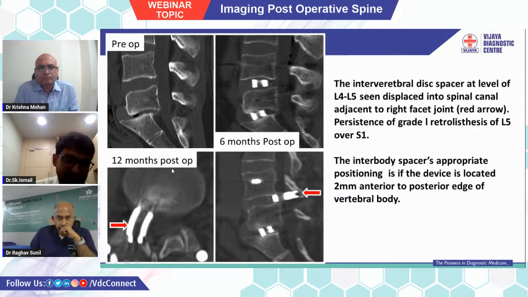Then at 12 months, the patient was complaining of persistent to increased symptoms towards the right limb, so the surgeon referred for a 12-month post-op CT, and in this CT we can see that there is posterior migration of the intervertebral disc spacer into the spinal canal. So the rule for appropriate positioning is that the device should always be located 2 mm anterior to the posterior edge of the vertebral body.